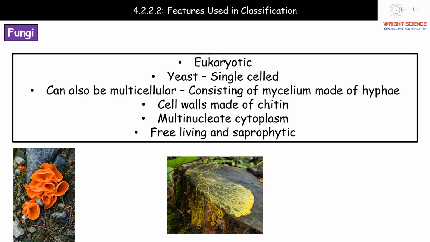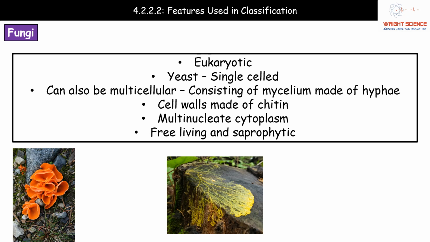Third kingdom, the fungi. Again, these are eukaryotic cells, which means they will have a nucleus there. And we've got a range of different versions of fungi here. We do have single-celled organisms like the yeasts, and we also have multicellular fungi. Now, if we've got a multicellular fungus, then it's going to have this mycelium made of the individual hyphae. So what we end up with basically are these little strands, which are hyphae, that go together to make this larger structure called the mycelium.